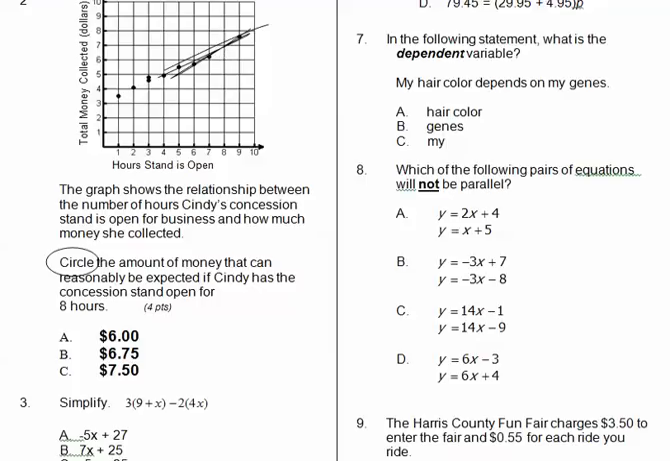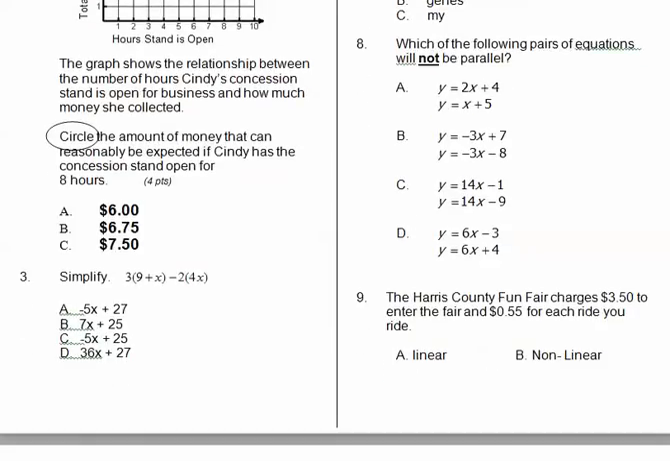Okay? So to simplify this one, we do the distributive property. So 3 times 9 is 27. 3 times x is 3x. Then we have to distribute this. Remember, we have to take the negative with it. So minus 8x. So we combine these. So 3 plus negative 8 on your calculator will give you negative 5x.